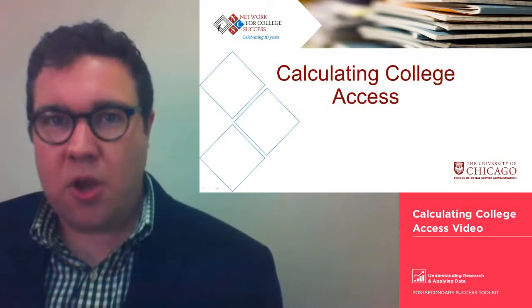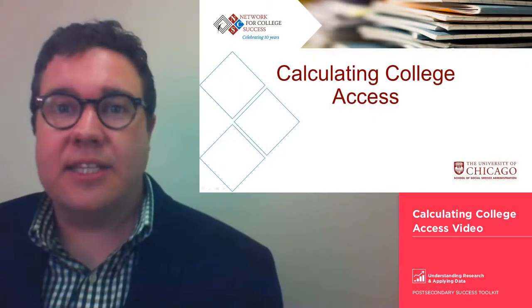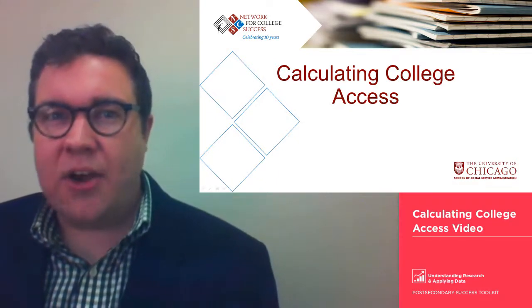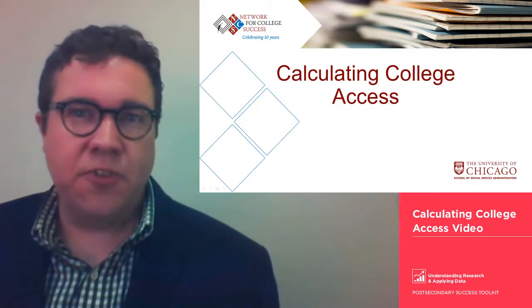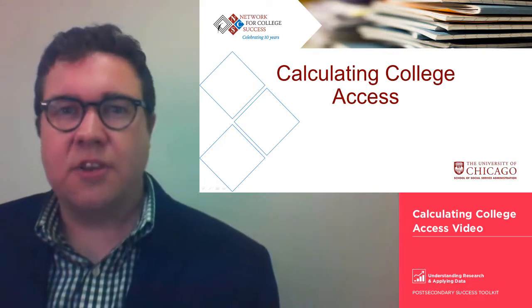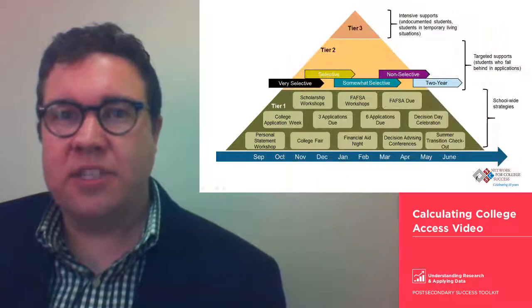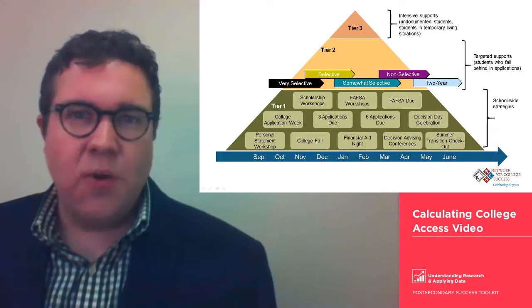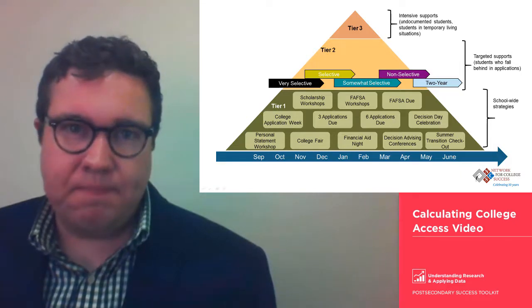Welcome to the second video in our series, Calculating College Access. In our intro video, we talked about how categorizing your students into a few different subgroups based on their academic qualifications is a fundamental part of implementing a Tier 2 college counseling system. In this video, we're going to dig into how you actually do that.